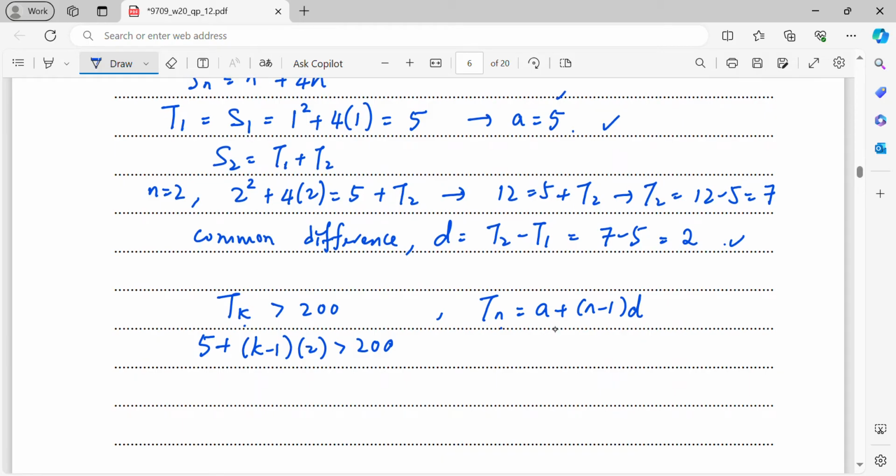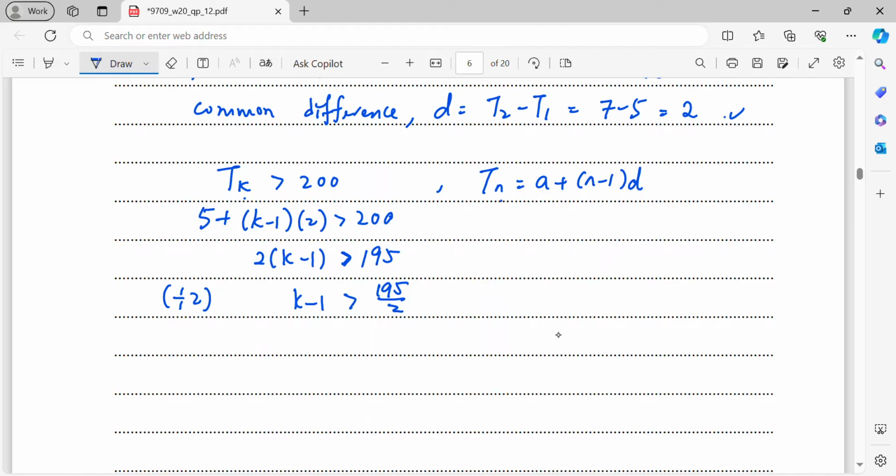Firstly, the 5 will be moved to the other side. So 2 of k minus 1 is greater than 200 minus 5, which is 195. Then I divide by 2. Since you are dividing by a positive value, no need to change the inequality sign. It will be k minus 1 greater than 195 over 2, which is 97.5. Now to get the k, just move the minus 1 to the other side, becomes plus. So I will be getting k is greater than 98.5.